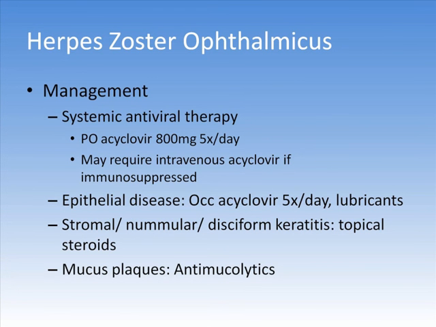The management of HZO involves the use of systemic antiviral therapy, such as oral acyclovir 800 mg 5 times a day. Intravenous acyclovir may be required if the patient is immunosuppressed. Epithelial disease is treated with topical acyclovir ointment and lubricants. Stromal, nummular, or disciform keratitis are treated with topical steroids. And lastly, mucus plugs may be treated with mucolytics.